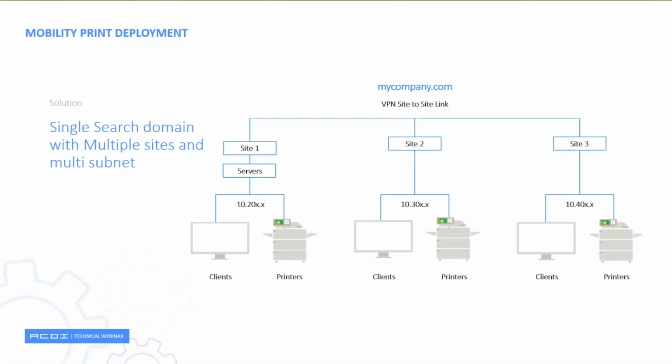Configure a print server on site and install mobility print. No DNS server configurations required. No subnet filtering configuration files to configure. Print jobs are kept local to the site in which they're printed.